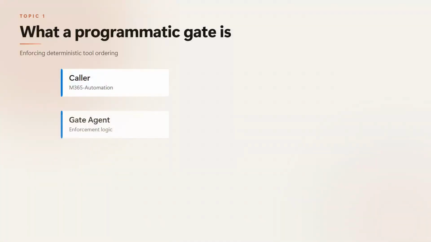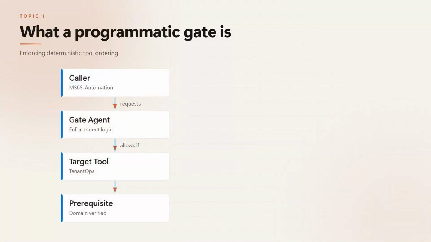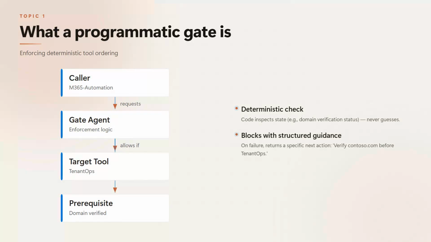A programmatic gate is code that enforces tool ordering by tracking session state and refusing to execute a downstream tool until its prerequisite has completed. It's deterministic, unlike prompt instructions, which are probabilistic and fail about 12% of the time in production. When the gate blocks, it returns a structured error that names the missing step and the tool that supplies it, so the agent can recover.